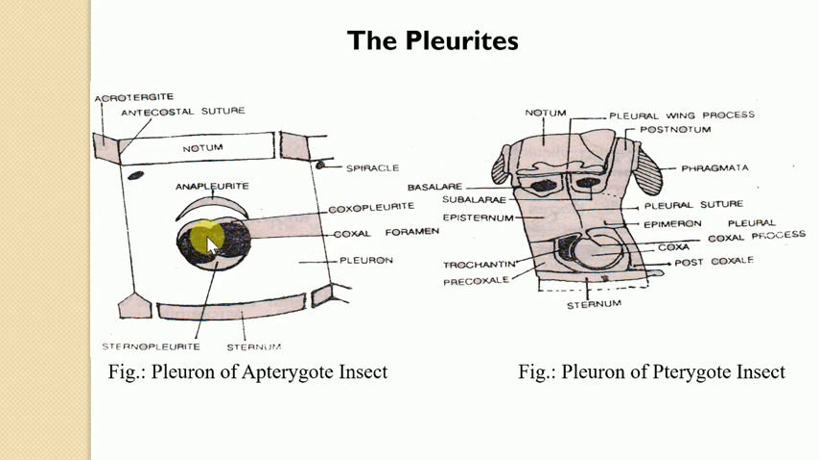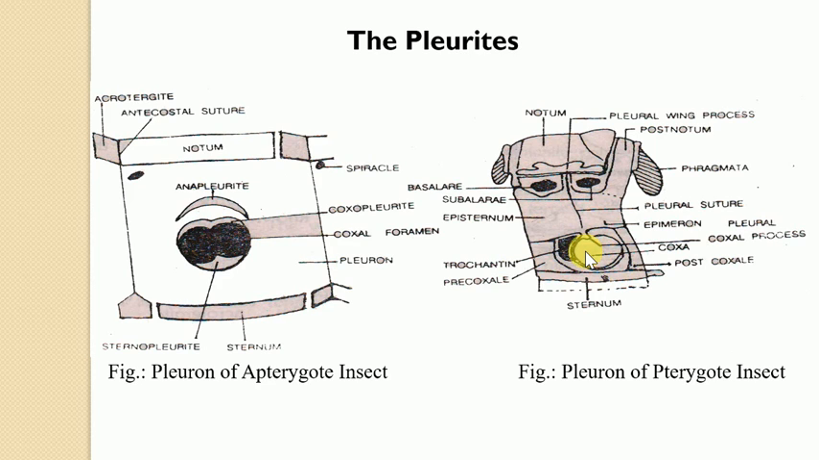The anapleurite and the coxopleurite are separated from one another in the case of apterygote insects and the larvae of Plecoptera. But in adult pterygote insects, the anapleurite and the coxopleurite are fused to form a common pleuron. From this character you can easily distinguish between the apterygote insect and the pterygote insect. In apterygote insects, the anapleurite is separated from the coxopleurite, while in pterygote insects no such separation can be found between the anapleurite and the coxopleurite.